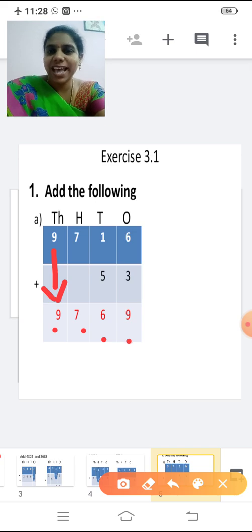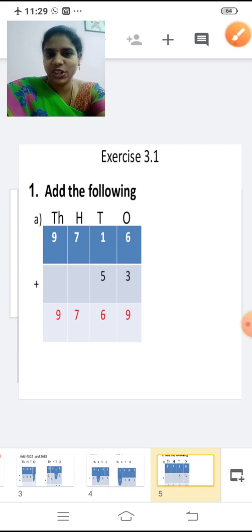When you add 9,716 plus 53, the answer is 9,769. Clear children? First you have to add the ones place. 6 plus 3 is 9. Then you have to move on to the tens place. 1 plus 5. 1 plus 5 is 6.